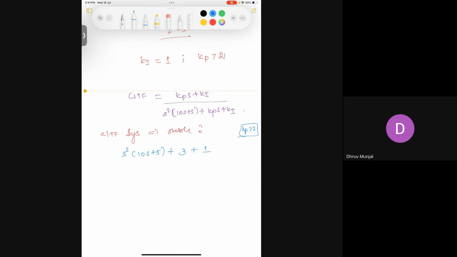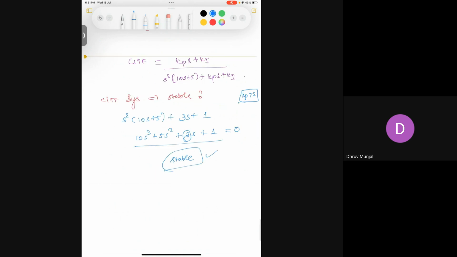Okay, 3 yes. So now check 10s cube plus 5s square plus 3s plus 1 equal to 0. So all the coefficients are positive. So the system is stable. So whatever you put here greater than 2, that will be positive. It will stay positive forever. So always the system is stable for the controller gain we found so far. Right? The option should be stable.